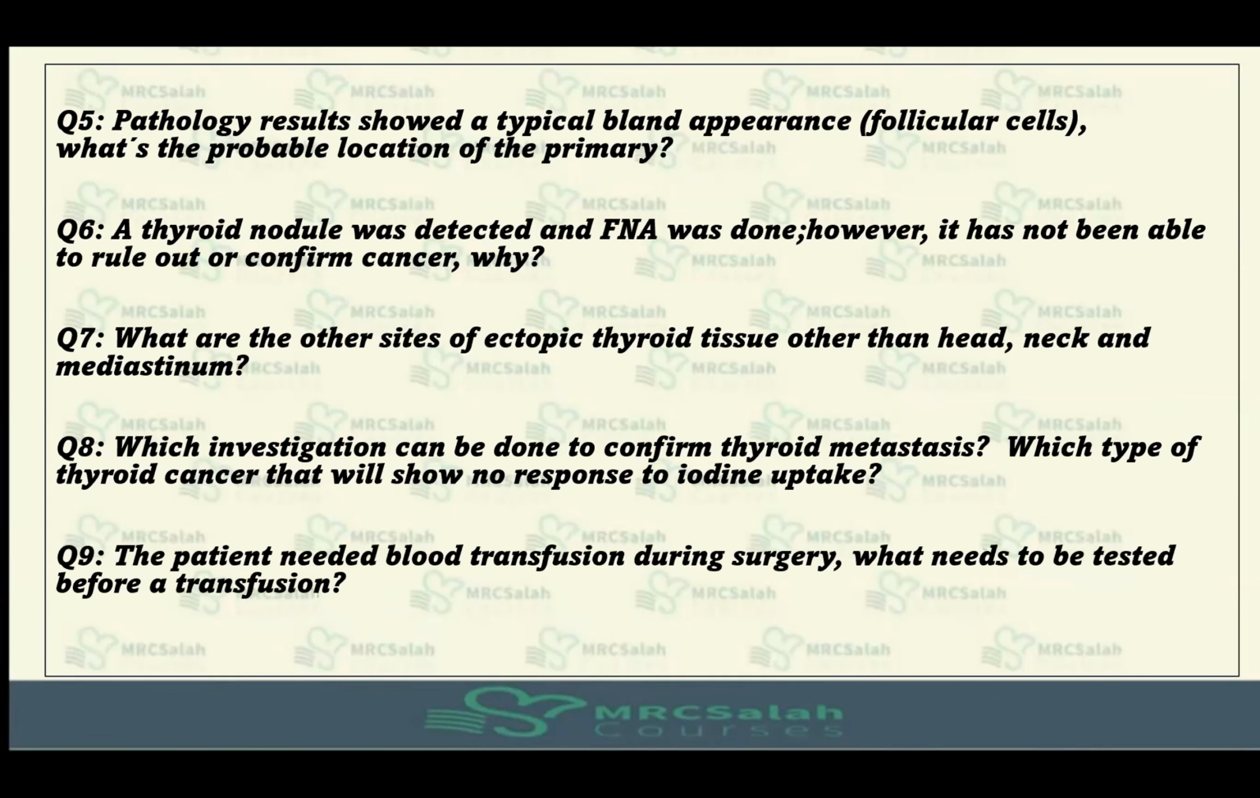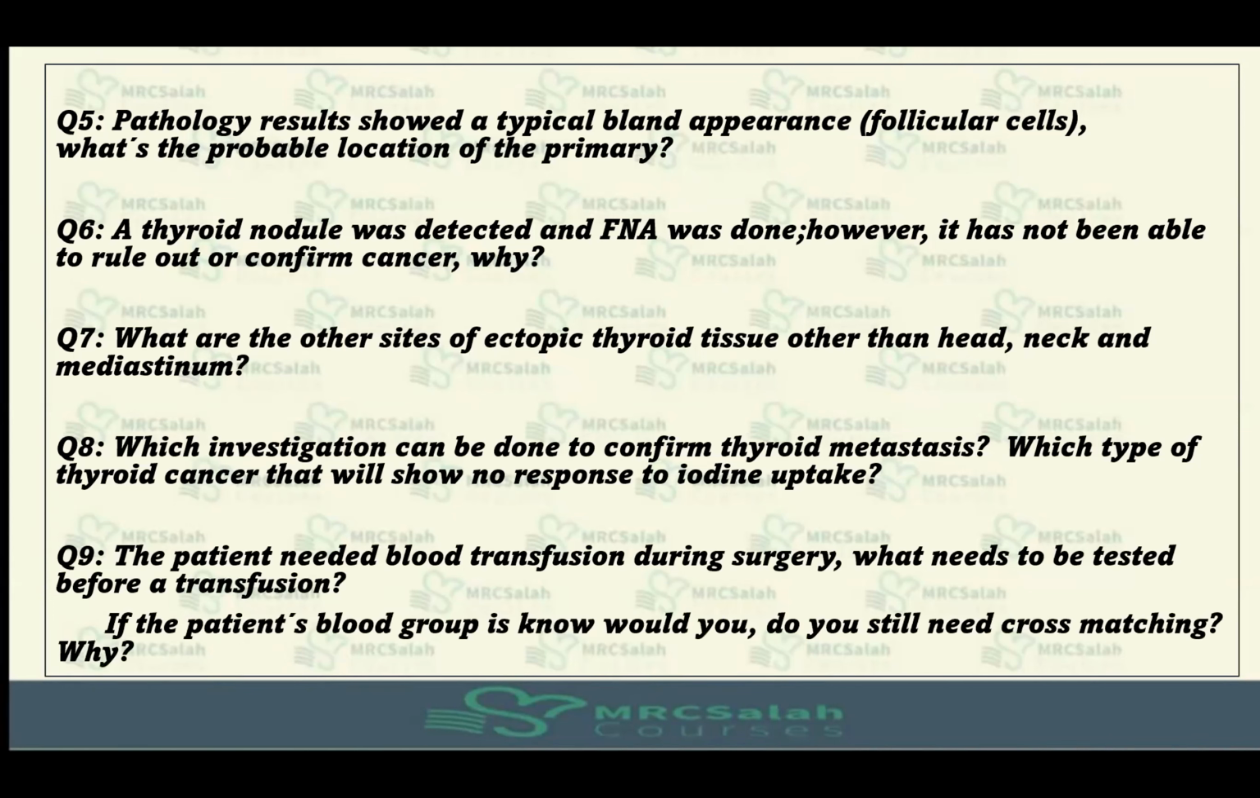Yes, great. The patient needed blood transfusion during surgery. What needs to be tested before doing a transfusion? ABO and Rh cross-matching. If the patient's blood group is known, would you still need to do cross-matching? Yes, to detect any preformed antibodies in the patient's serum, which can cross-react with the donor's RBC antigens. Yes, great.